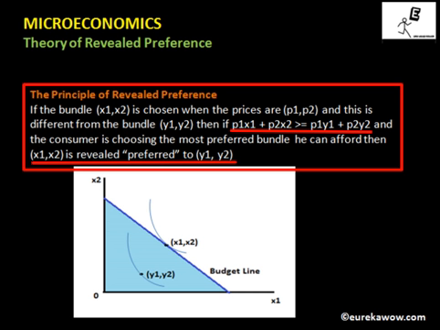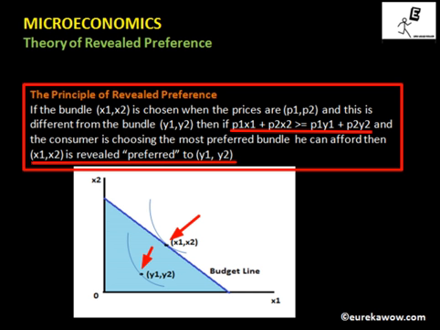Now let's look into what this means. So we have two bundles, x1, x2 and y1, y2. These two are different from each other. Now if p1x1 plus p2x2, which is the expenditure to get the bundle x1, x2, is greater than or equal to p1y1 plus p2y2, which is the expenditure when the bundle y1, y2 is consumed.